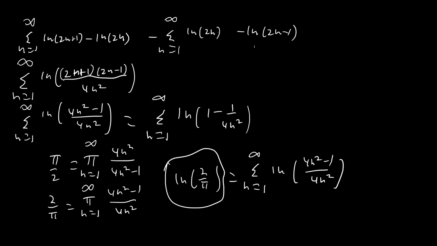Let me just go ahead and check. Yeah, that is the correct answer here. So let's go ahead and move on to the next problem. Okay, we have the integral from 0 to infinity of 1 over (x plus square root of x squared plus 1) squared dx.